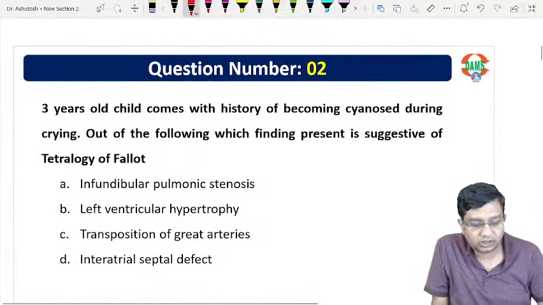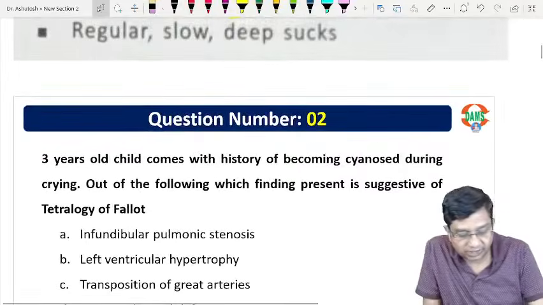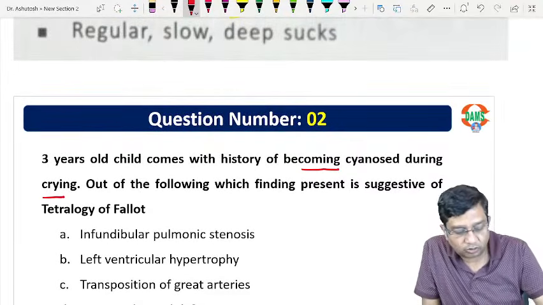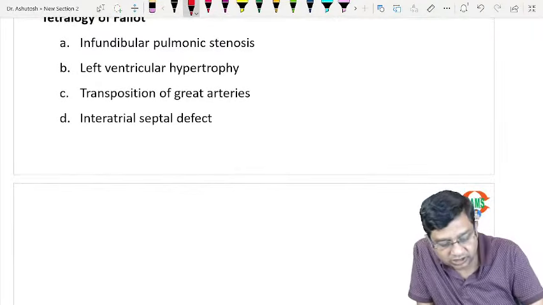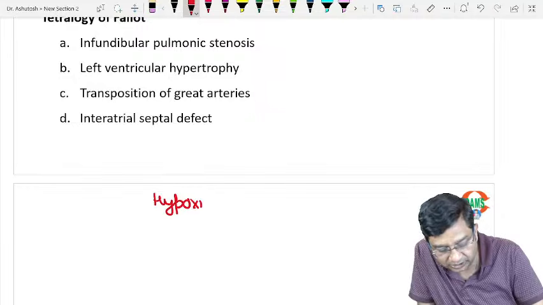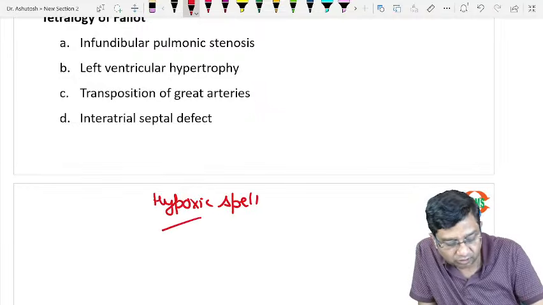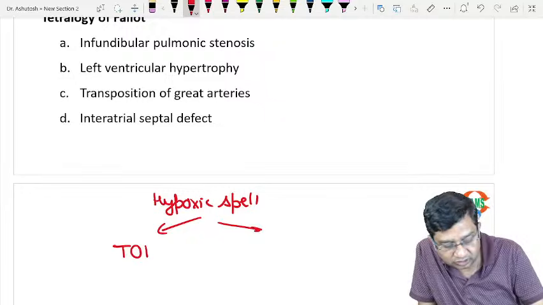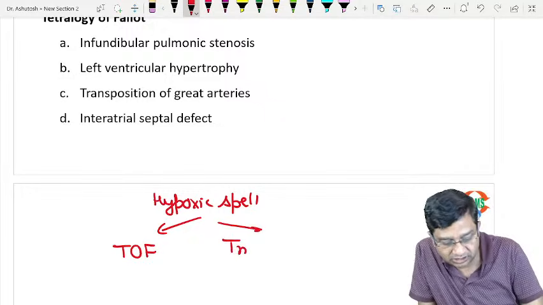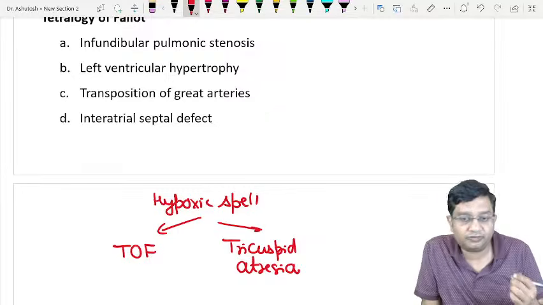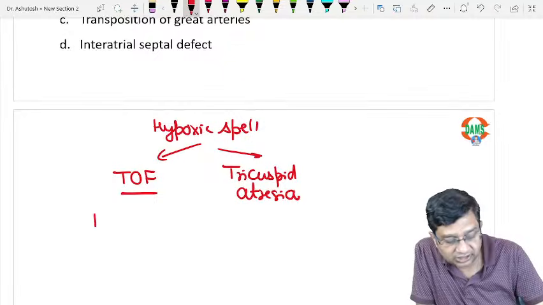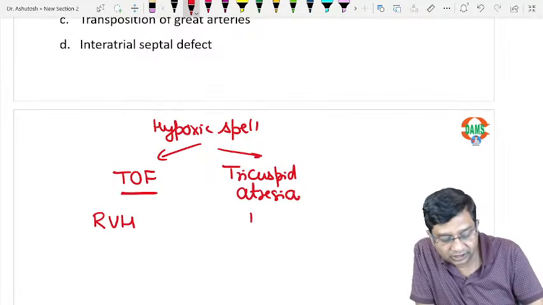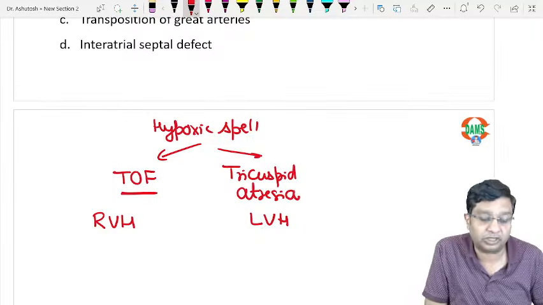Going on to the next question. A 3-year-old child comes with a history of becoming cyanosed during crying. Out of the following, which finding is suggestive of TOF? They are giving you a history of hypoxic spell. When I teach you the hypoxic spell, I always say this can be seen in TOF and also in tricuspid atresia. In TOF particularly there is right ventricular hypertrophy; in tricuspid atresia, left ventricular hypertrophy.